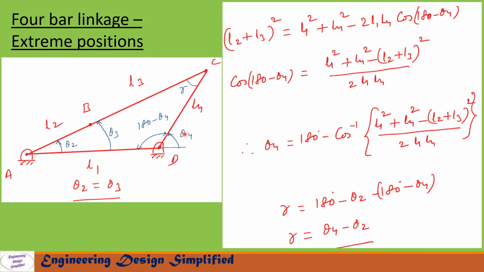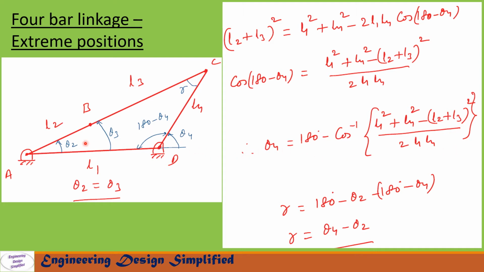To find angle theta 4, let us write cosine rule again. (L2 plus L3) whole square equal to L1 square plus L4 square minus 2 L1 L4 cos (180 minus theta 4), this angle. After simplification, we get theta 4 equal to 180 degrees minus cos inverse of [L1 square plus L4 square minus (L2 plus L3) square] by [2 L1 L4].